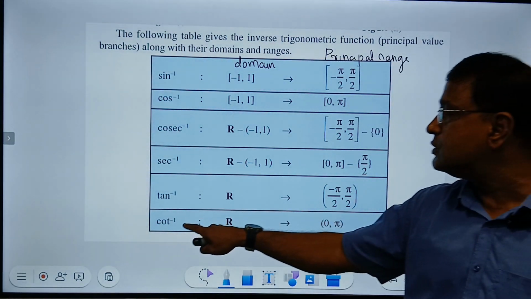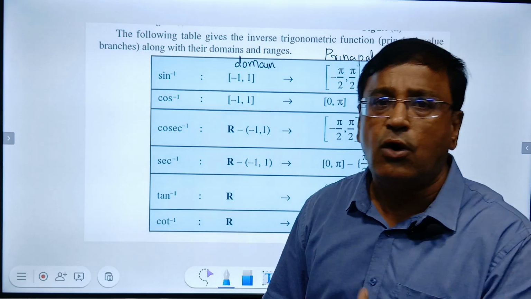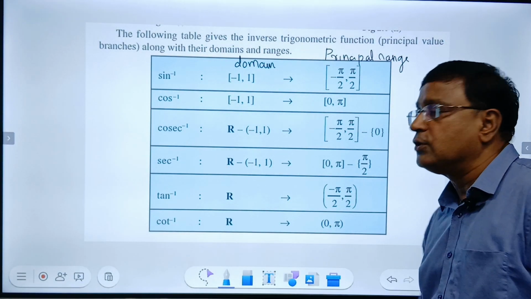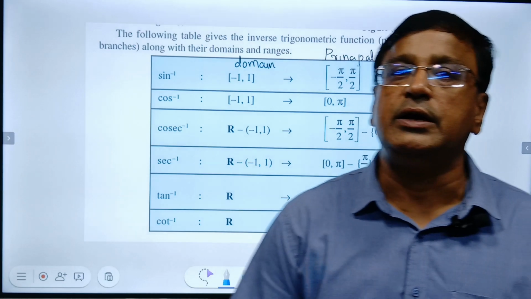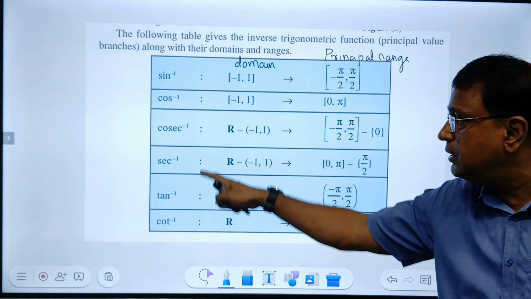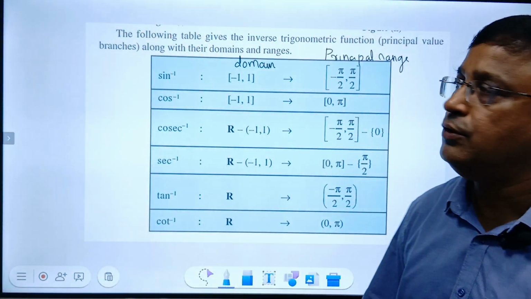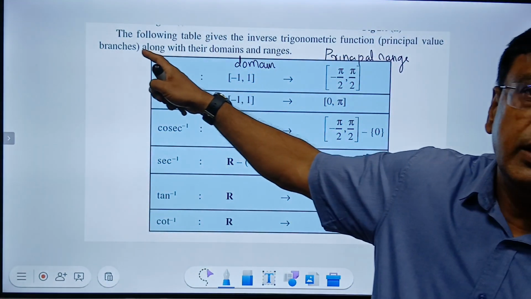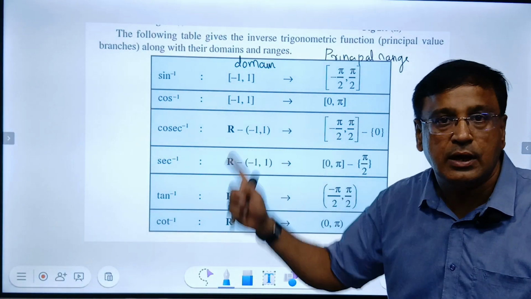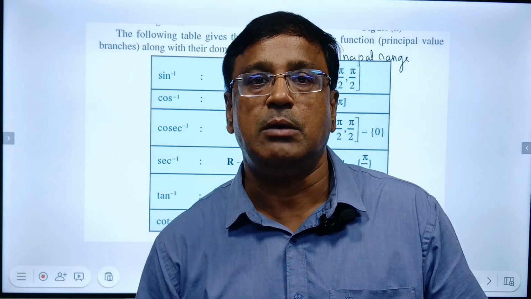Now cot inverse, again it is same as tan, the domain is all real numbers, but it takes values from 0 to pi because cot 0 is undefined, cot pi is also undefined. Okay, I hope this table is clear. If you have any doubt, you can always rewind the video and see the graph of each and every function I've showed you. You can pause it and check whether whatever I said is acceptable to you or not. If you still have a doubt, you can always put your message in the comment section.